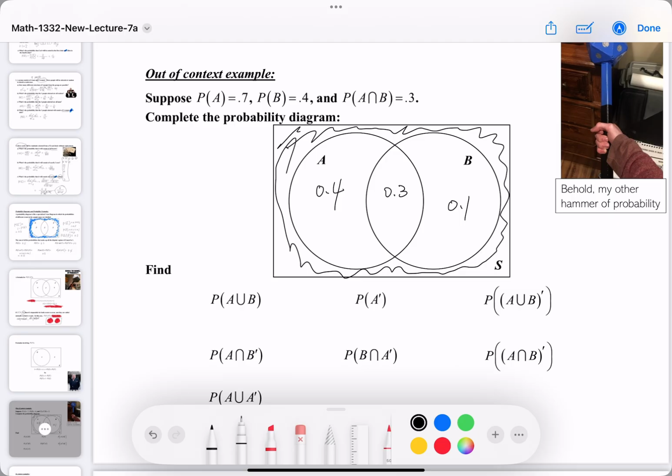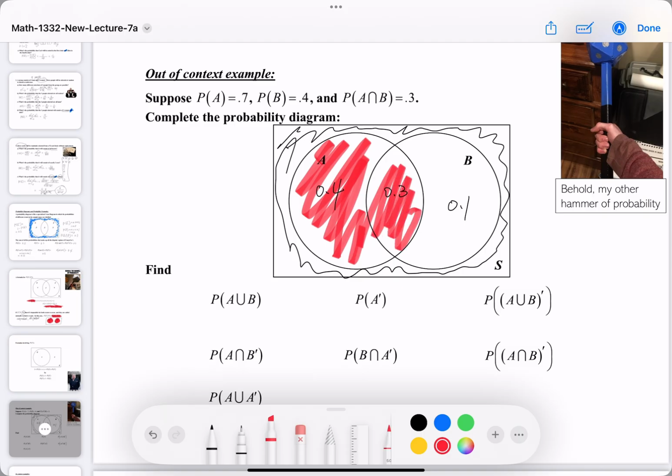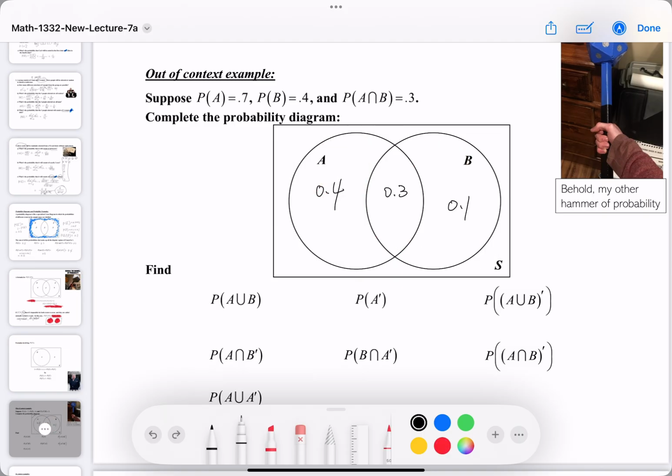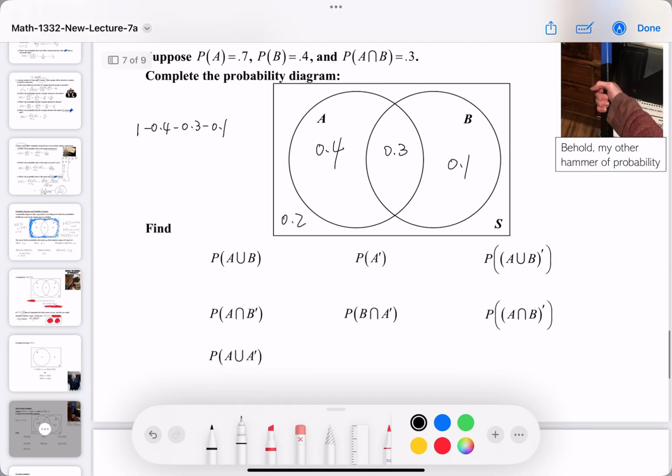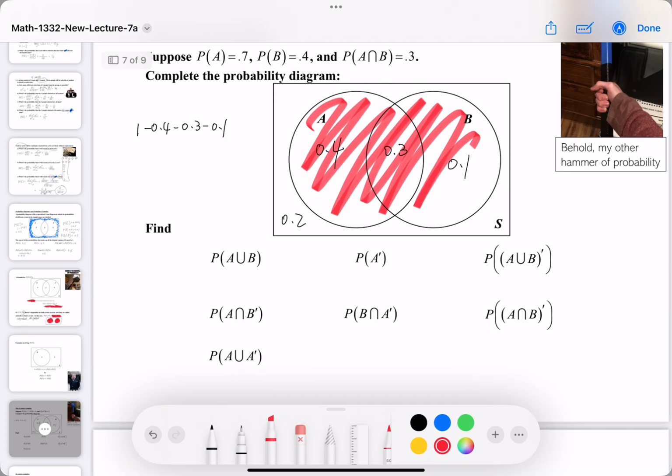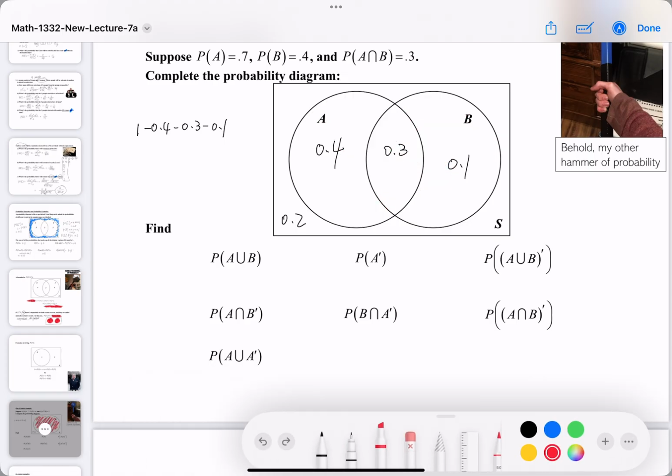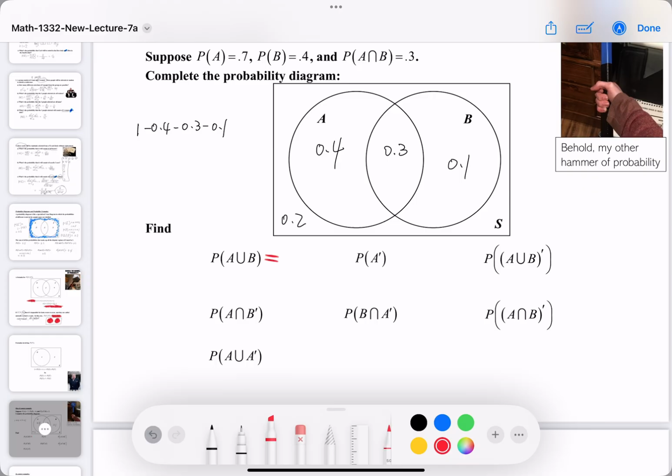How about this section? I'm going to use 1 minus 0.4 minus 0.3 minus 0.1. Okay, so messy. So let's use 1 minus 0.4 minus 0.3 minus 0.1. It is 0.2. Okay, let's see. What is the probability of A or B? So A or B is a section here. So add them together, 0.4 plus 0.3 plus 0.1 is 0.8.